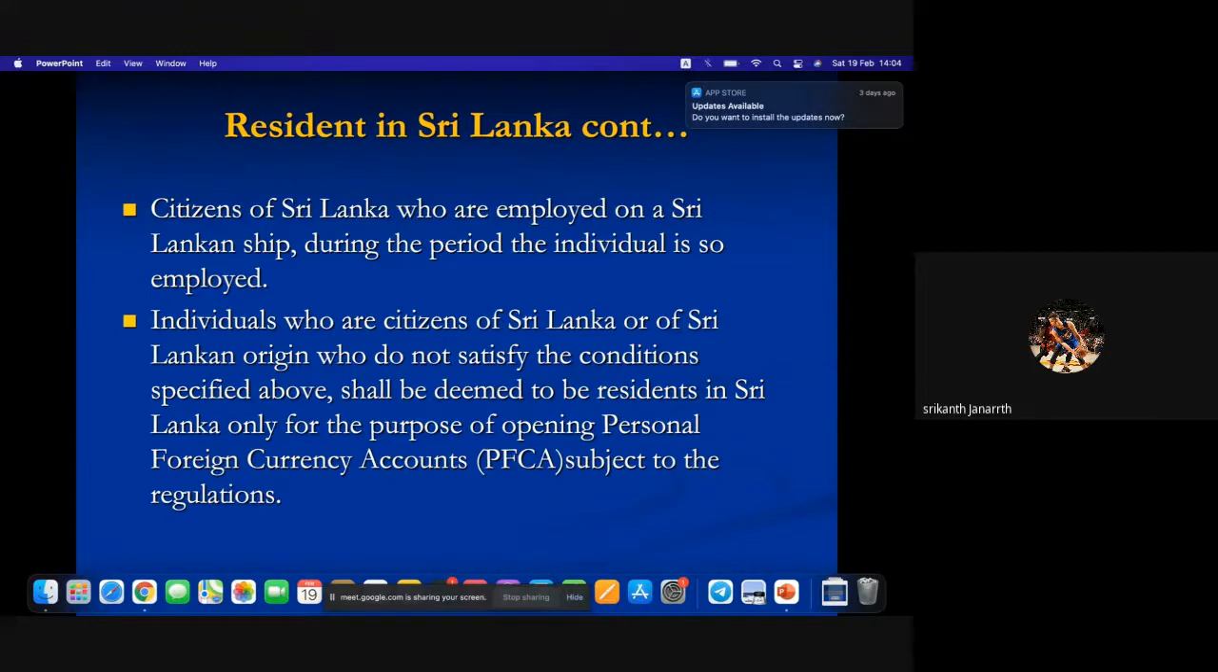He may subsequently change it to permanent resident, PR. Or he may change it to citizenship. There are three steps: temporary resident, permanent resident, then citizenship. This is the general process. Once you have the citizenship, you are totally a foreigner now. Though of Sri Lankan origin, for the purpose of opening a PFC account, you will be treated as a resident, but you are totally a non-resident. Is that clear? Okay.